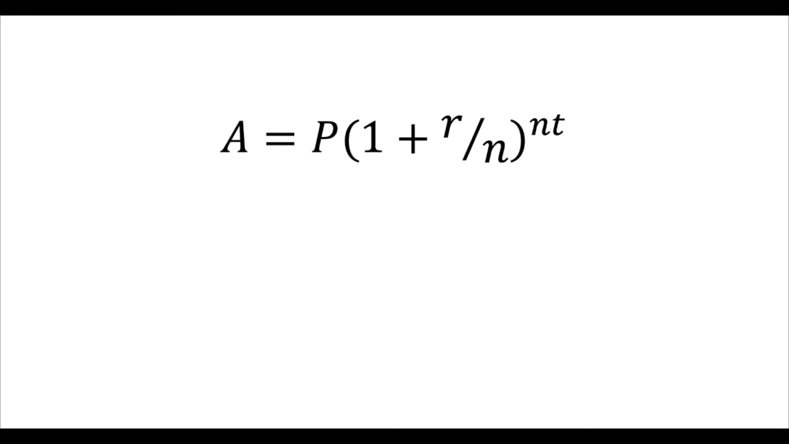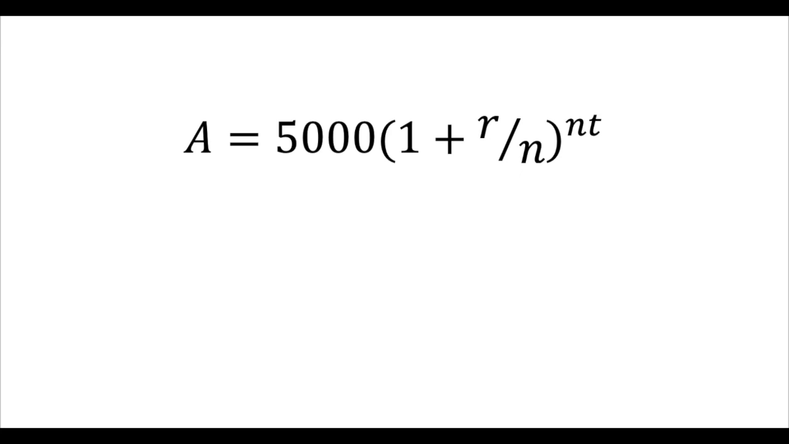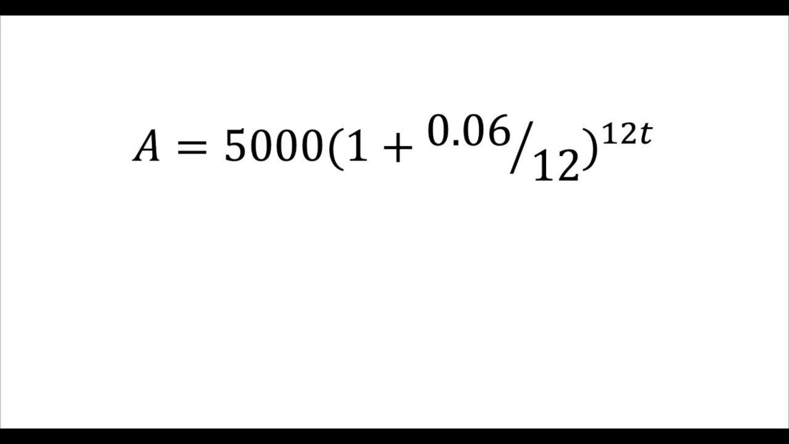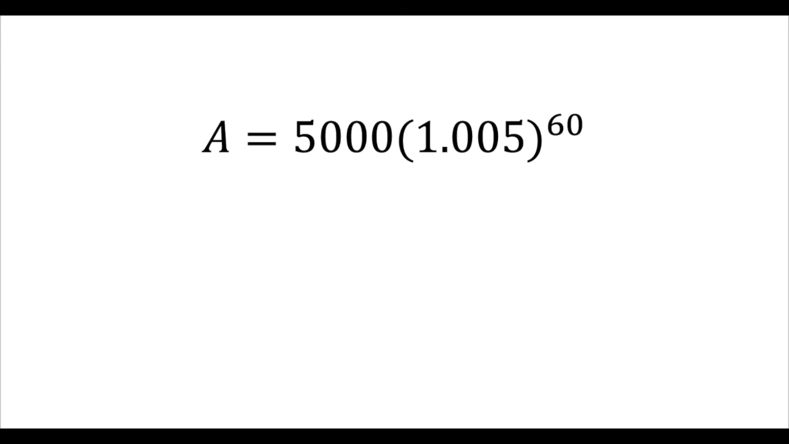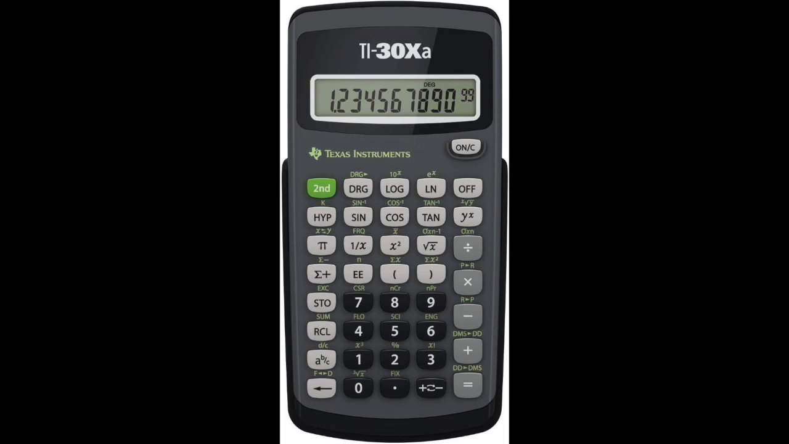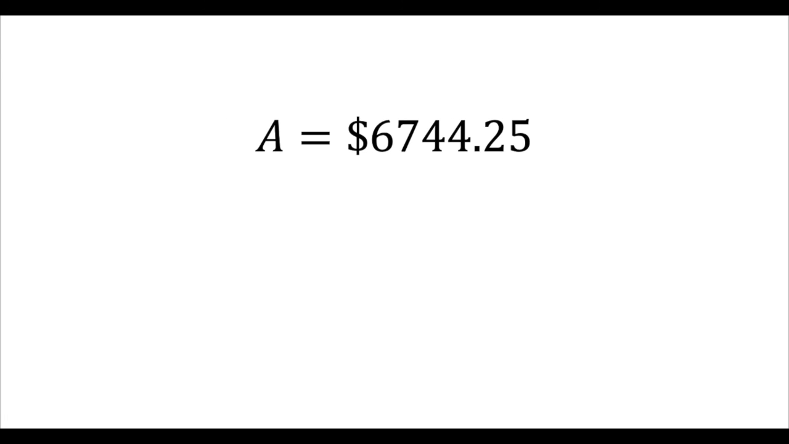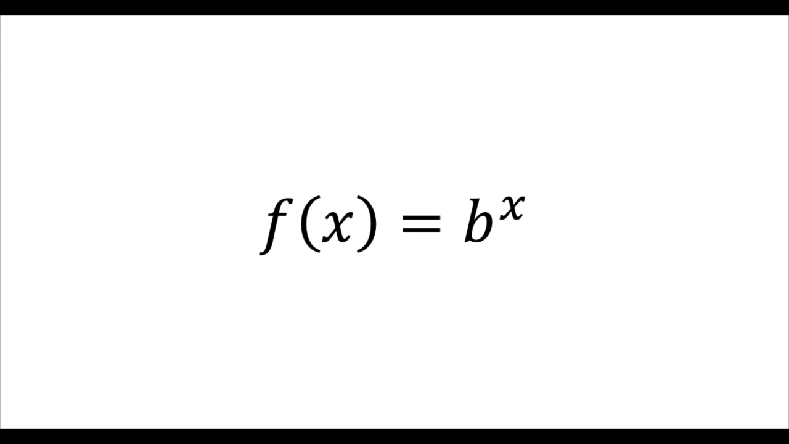The formula for compounding interest is a well-known standard form. P is 5,000, R is 0.06 because we need to convert from percentage to a decimal, N is 12 because we will have 12 compounding episodes over the course of each annum, and T is 5 years. The result is 5,000 times 1.005 to the 60th power, and yes, please get your calculators out and follow proper order of operations. At the end of the 5 years, we will have $6,744.25 in the account.